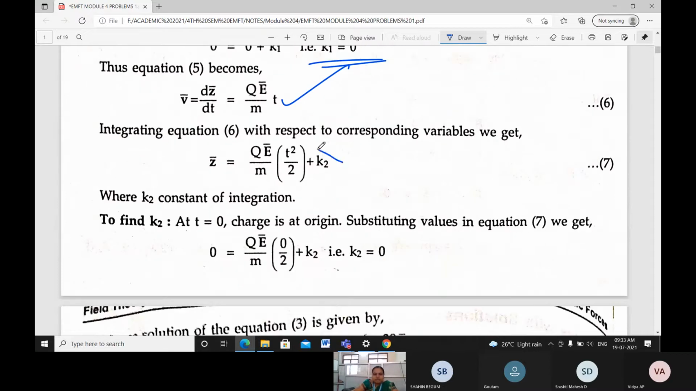Then what we have to do? We have to find out what is K2. What is K2? The condition is we are going to take T at 0. Therefore, again substitute Z, which is going to be 0 at the origin. For that reason, the Z value is also 0. T is 0. Therefore, K2 is also going to be 0.